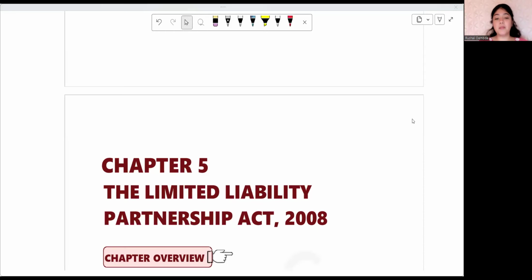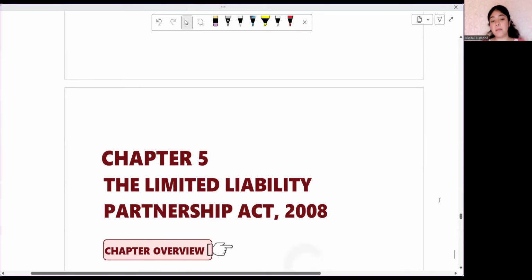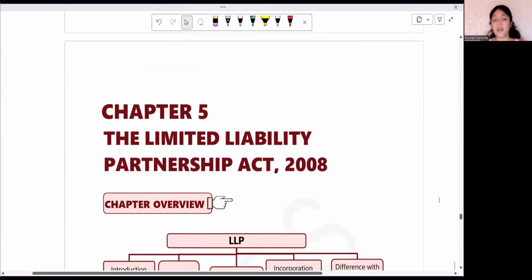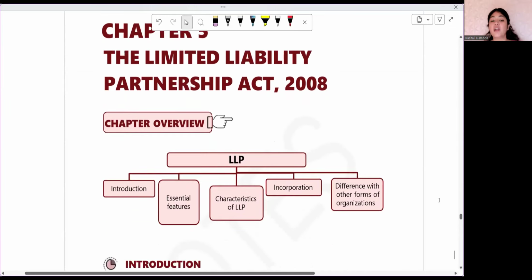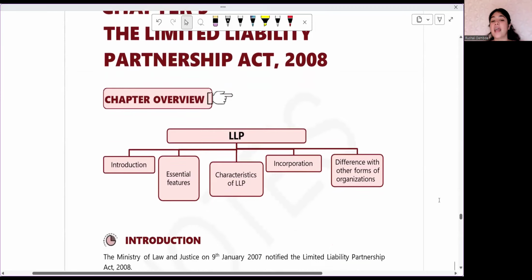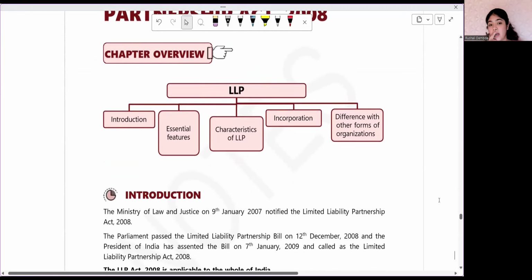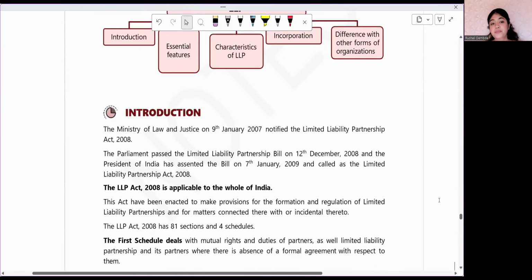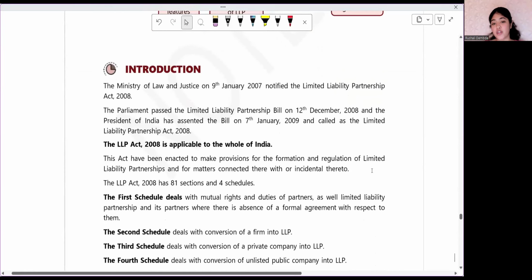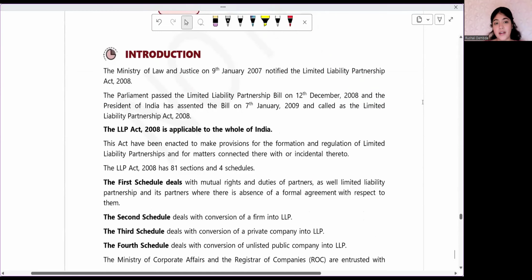So we are starting with chapter number 5, the Limited Liability Partnership Act 2008. Now, what we are going to see in this chapter is how it differs from your normal partnership under the Partnership Act, and what the essential features and characteristics are. In your examination, Mock 1, they have asked you the essential features of LLP, if I'm not wrong. So they can ask you some direct questions over here also, right?